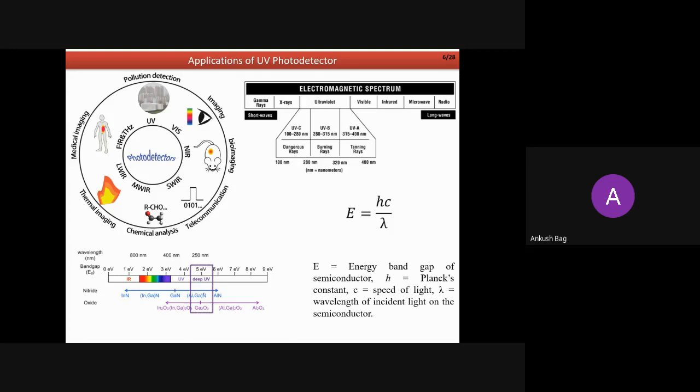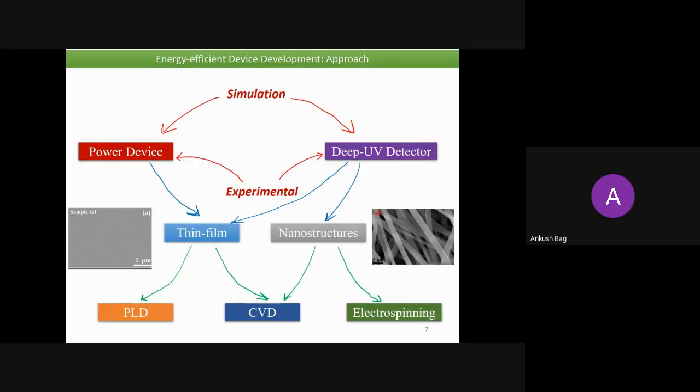Here you can see the materials we can choose and use as a deep UV photodetector. In this figure, aluminum gallium nitride is from the nitride family of semiconductors, and among oxide semiconductors there is gallium oxide. These materials can sense light around 254 nanometer, in the UVC range.